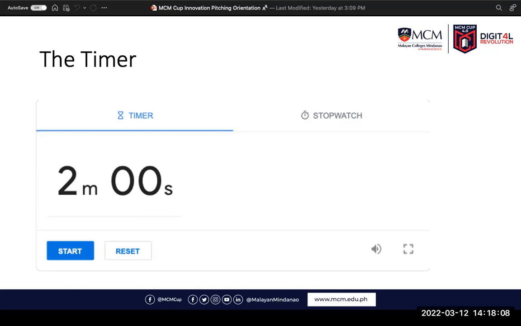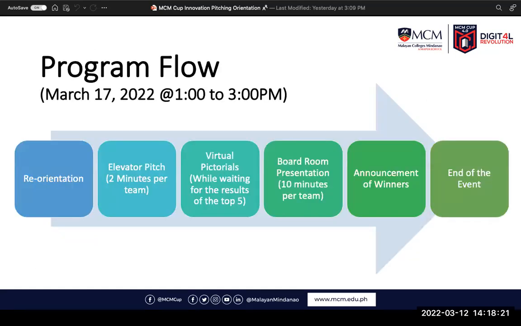This is going to be an online timer, and we also have another timer synchronous locally. So our program flow, which is, by the way, for the information of everyone, just in case you are not informed yet, will be as follows.